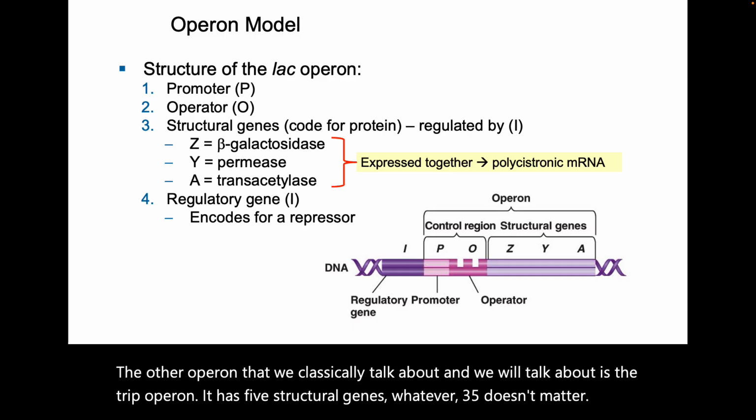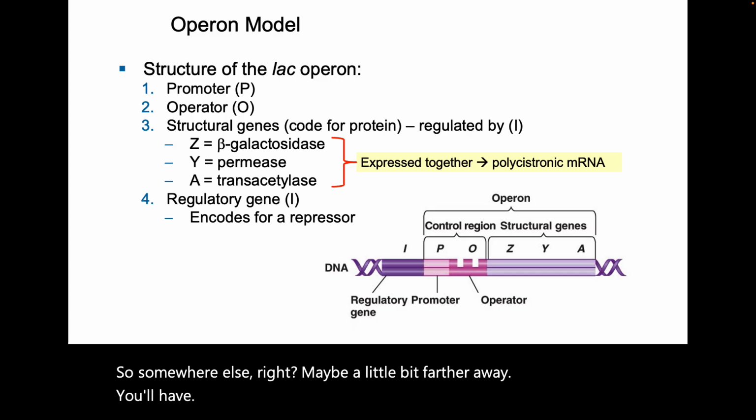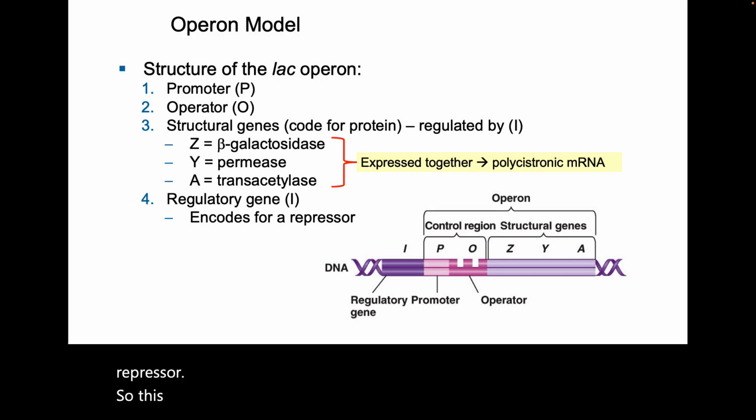So somewhere else, right, maybe a little bit farther away, you'll have the I gene. This makes the repressor. So this produces a protein that we will call the repressor. Okay, so what's the big deal?